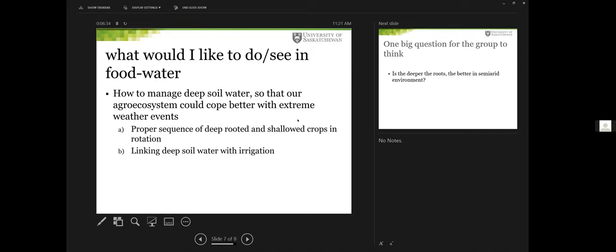John just talked about the extreme drought events, and how can we manage deep soil so that the plants, especially trees, cope with extreme drought better. So how can we do that? Maybe by a proper sequence of deep-rooted and shallow-rooted crops in rotation and linking deep soil water with irrigation. Because for irrigation, we don't care about the deep soil water, just the surface soil water.